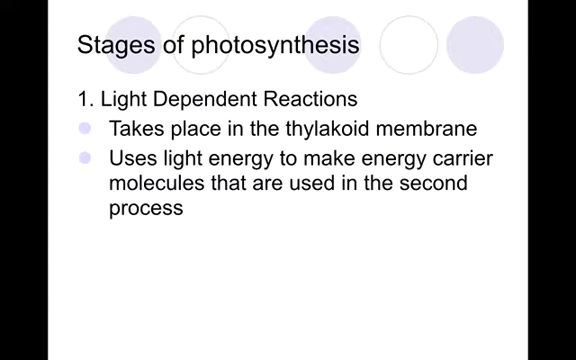So what are the stages of photosynthesis? First, we have what is called the light-dependent reaction. In the light-dependent reaction, which takes place in the thylakoid membrane, so you need to know that, it uses the light energy to make molecules that will carry energy. And these molecules that will carry energy are used in the second process. So during the light-dependent reaction that occurs in the thylakoid membrane, the light energy makes molecules that are going to be used in the next process to carry energy.